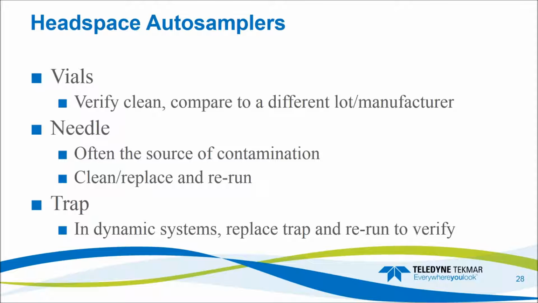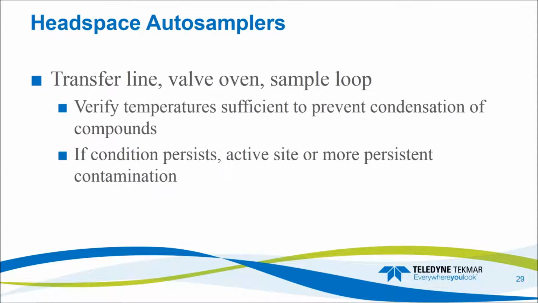The needle tends to be the most common source of contamination in Headspace Autosamplers. So what you want to do is either clean that needle or replace the needle and then rerun. If you see improvement, you found your issue. If not, you would then move on to the transfer line or some other portion of the system. If it's a dynamic headspace, such as RHT3, then you'd want to look at the trap as well. So replace the trap, rerun, and verify that the system's been improved.